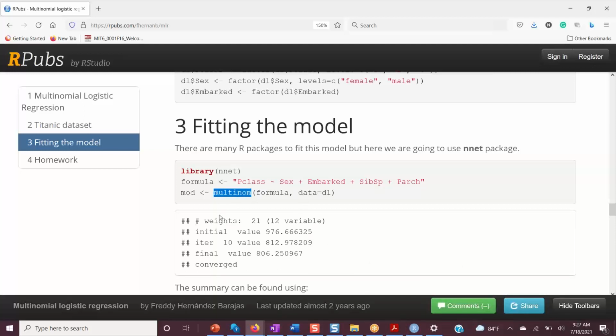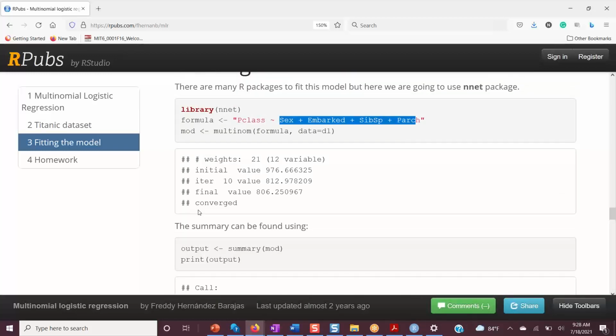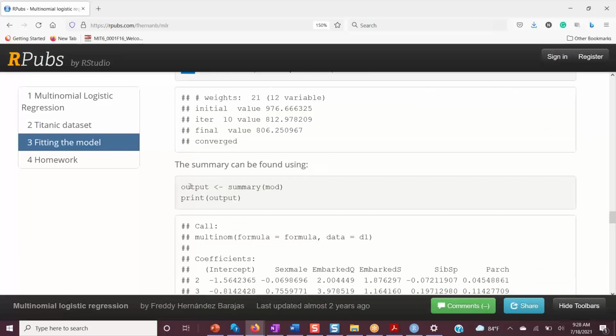Just remember that it is not GLM, it is multinom, and you have to use the library nnet. So you use that expression to predict P class, the passenger class, using these variables. When we do that, this is the output you get. The output is stored. MOD is the model, that's the object, and you can summarize that object. That's what it is. You don't have to do all these things.